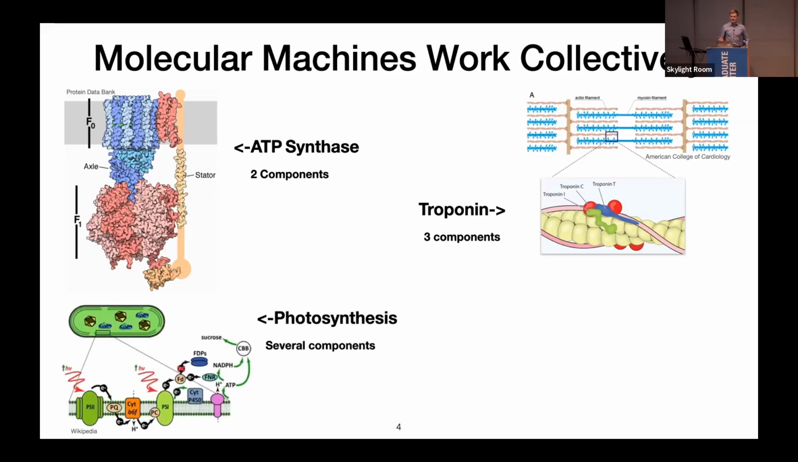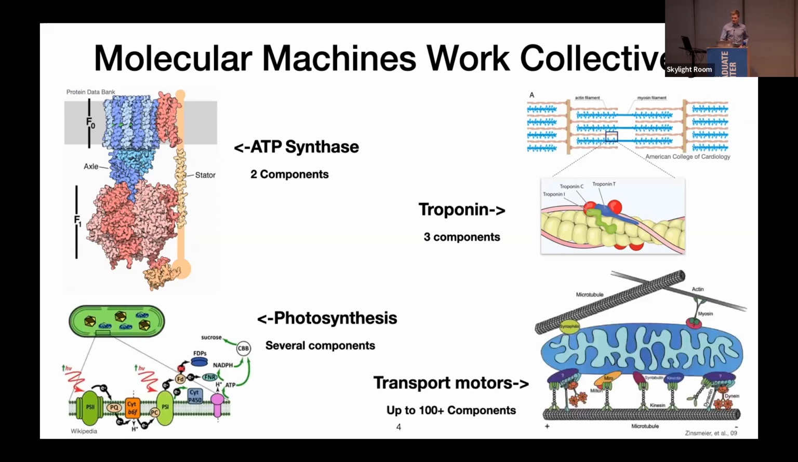Photosynthesis in plant and bacterial cells is accomplished by many different interacting molecular machines. And an example I'm going to tell you a lot more about today is motor-driven transport within cells, where anywhere from 1 to several hundred transport motors can work together to transport a single cargo within a cell.